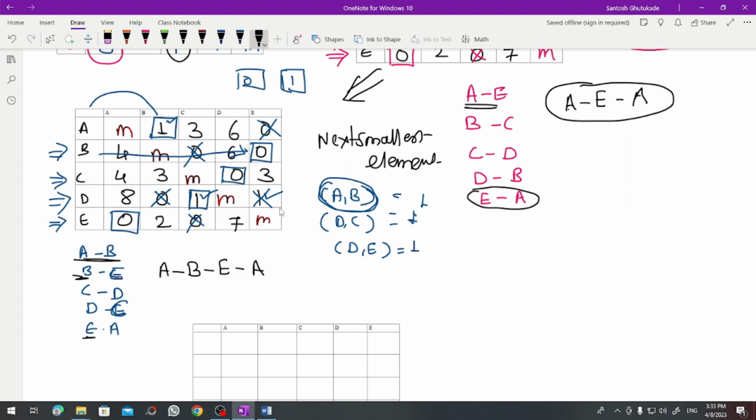So now here if you check again A, B, E, after completing city B and city E, he came back to the city A. He has not covered city D and city C. Okay, so this is also not the final solution.